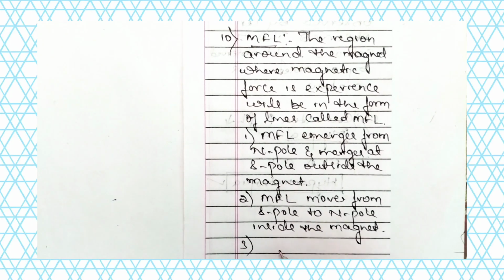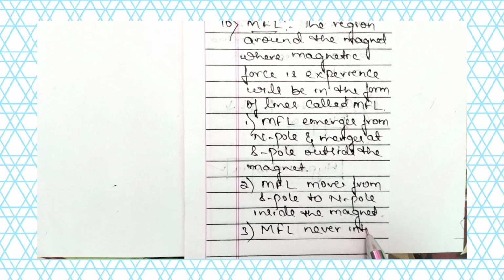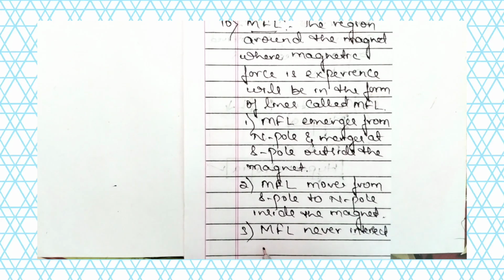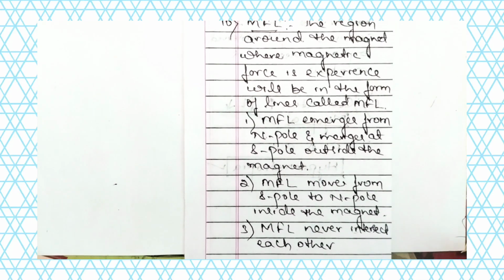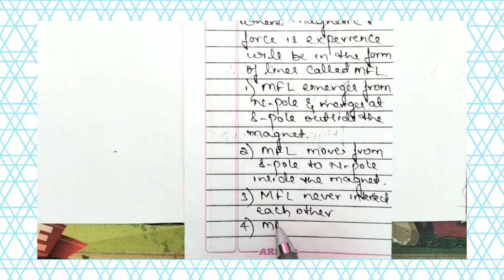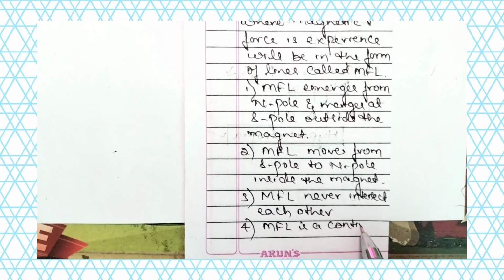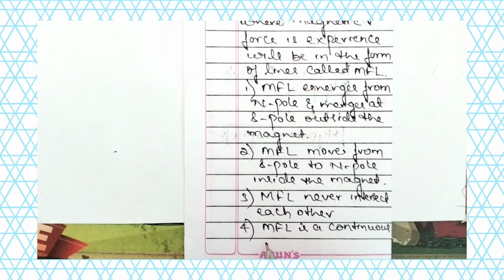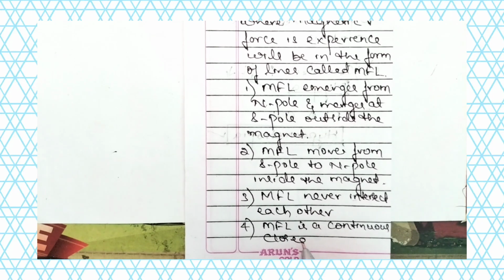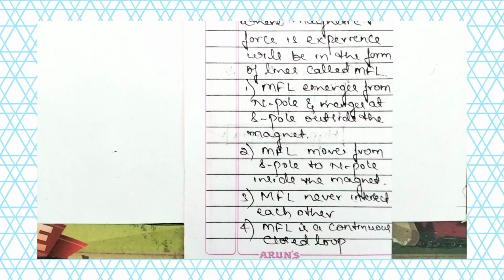Then the third one is magnetic field lines never intersect each other. Under no circumstances do magnetic field lines intersect each other. This is the third point. And coming to the fourth point, a magnetic field line is a continuous closed loop.